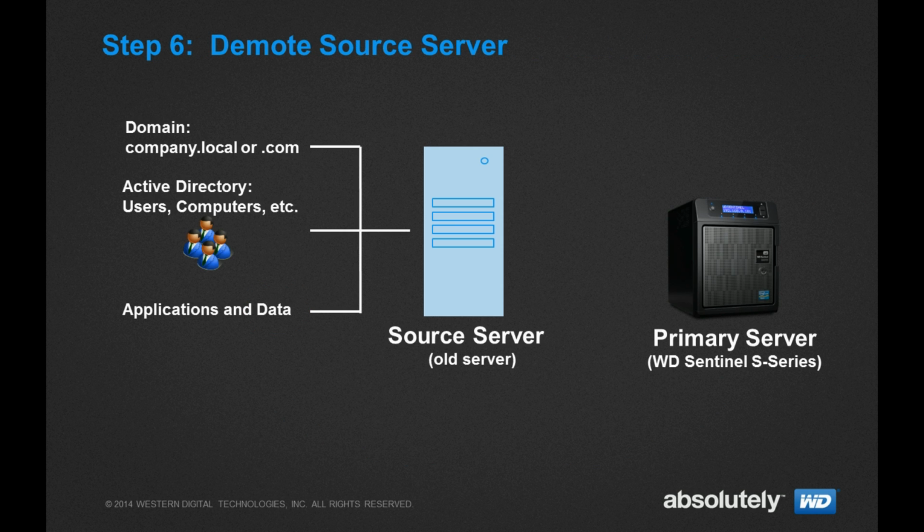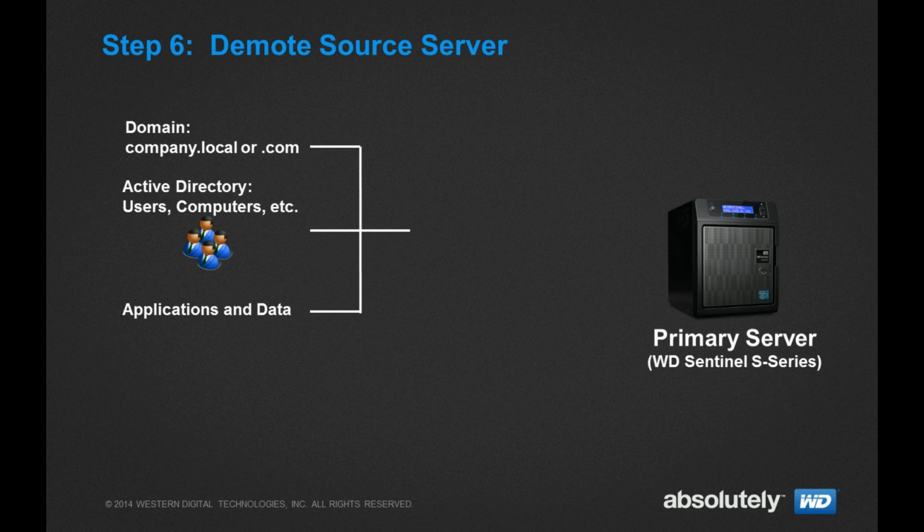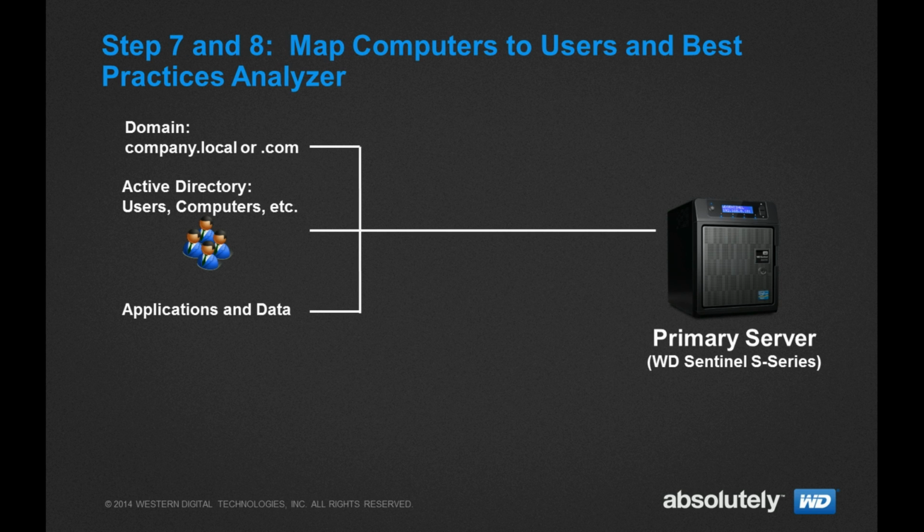By the time you get to step 6, you're going to want to make sure that all the applications you want to run have been moved over to the primary server, the W-Sentinel S-Series. You want to do all your testing, because once you get done with step 6, you're demoting the source server, and now your primary server is the new W-Sentinel S-Series running Windows Server 2012 R2 Essentials. Your DS5100 or DS6100 has completely replaced your old server, and now you're able to do things like integrate with Office 365 and bring in new features.